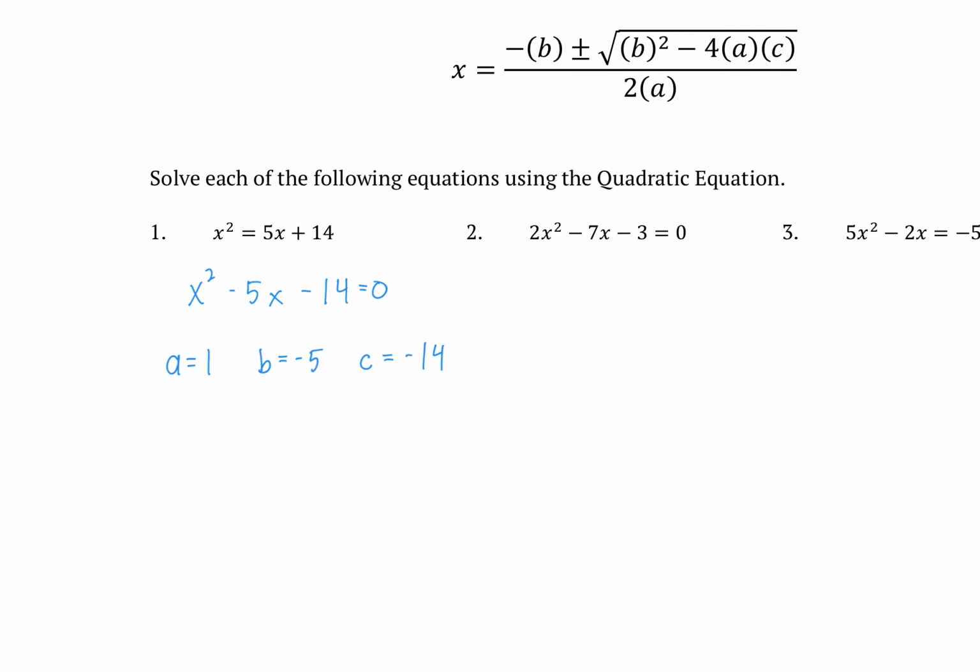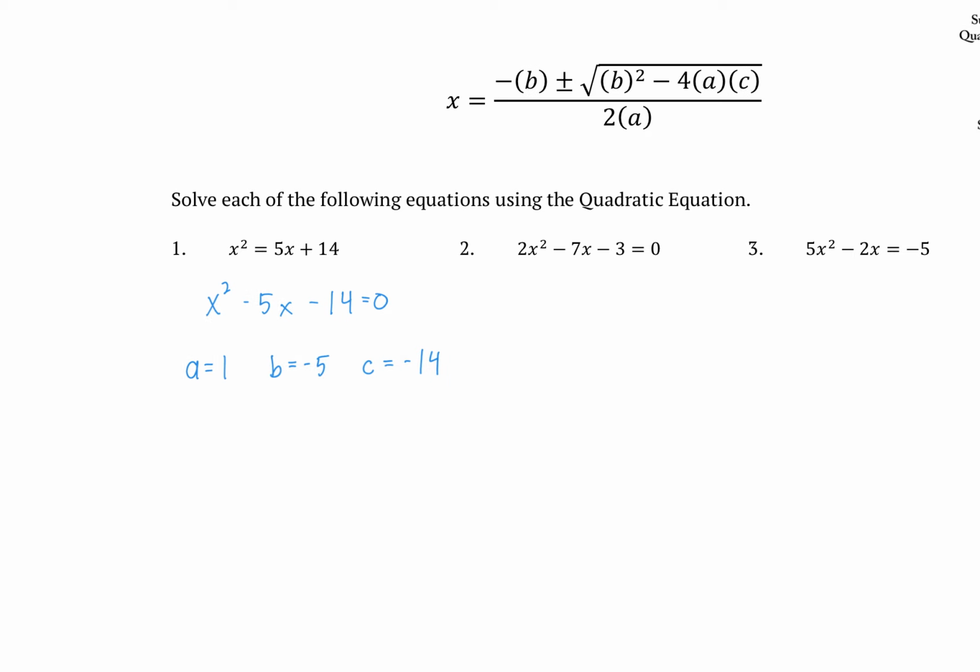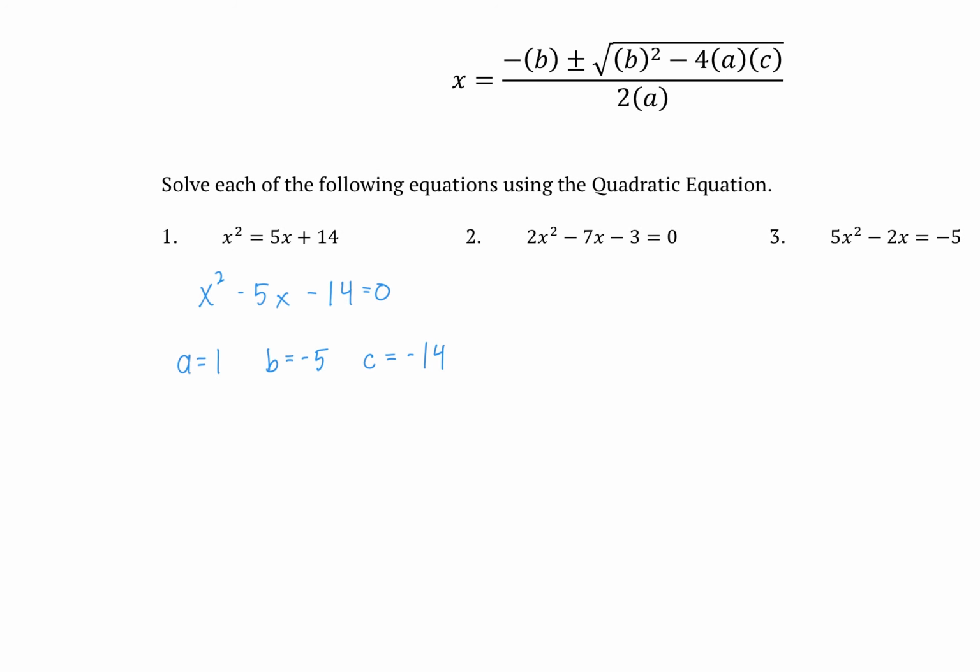All right, now we plug these in, and my advice is just keep everything in parentheses. That's my advice. When you plug in any numbers for A, B, and C into the formula, keep them in parentheses like it's in the formula. At least that's my advice.